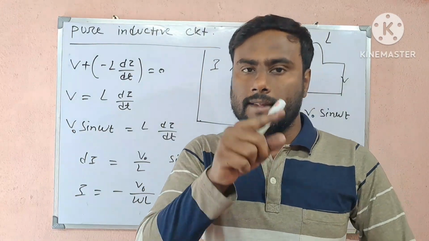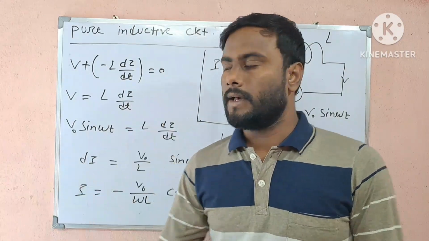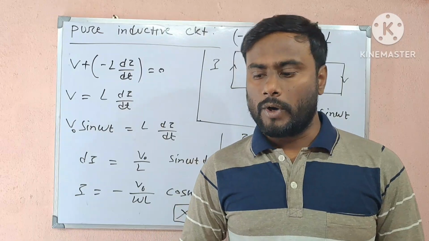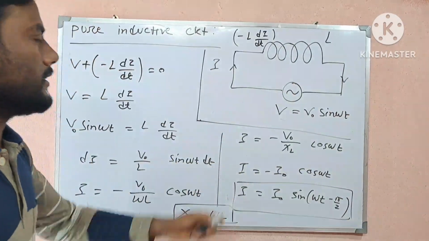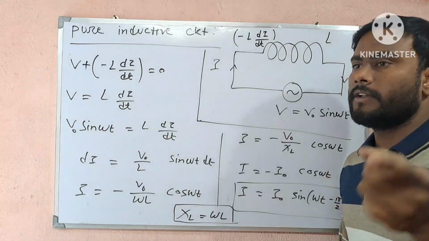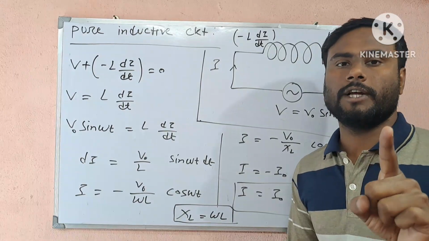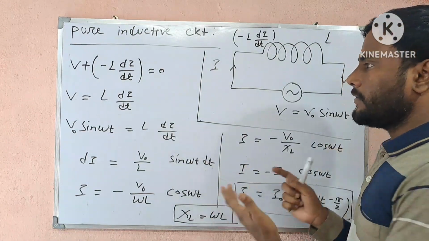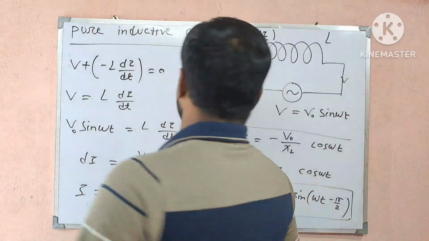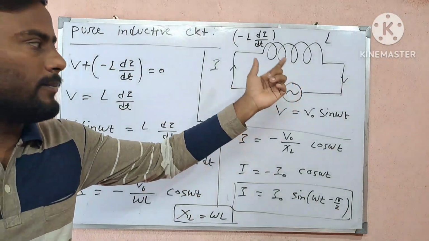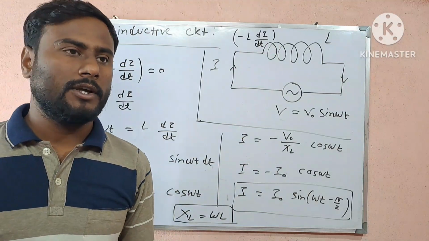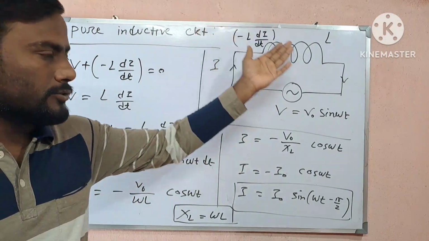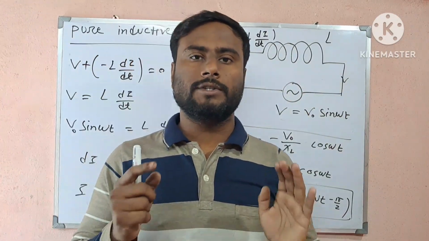Capacitive reactance chi C equals 1 by omega C, and inductive reactance chi L is equal to omega L, where L is the inductance of the inductor. So what will be the power factor here? The power factor will be cos pi by 2, that means 0. So what will be the power dissipated in the circuit? That is also 0. That means current is present in the circuit, but power dissipated is 0. So just like the pure capacitive circuit, here also the current that flows through the circuit is known as wattless current.